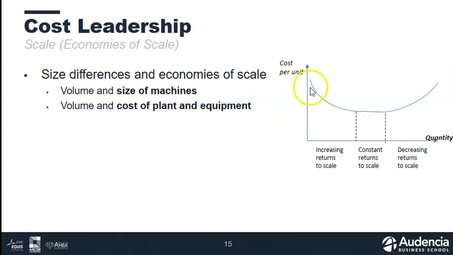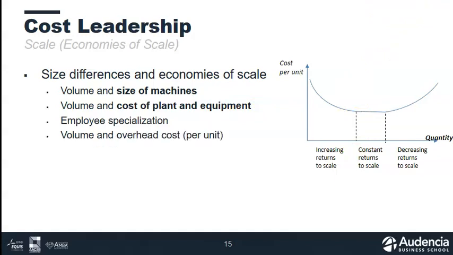Also remember that as fixed costs are distributed across a larger quantity, the fixed cost per unit is decreasing. Employee specialization allows us to decrease our cost per unit. The more we're specialized, the more we're getting better at a specific task, and the better we master a task, the lower the cost. Volume and overhead cost per unit, as I just mentioned, remember that we have fixed costs in a business. As quantity increases, then the fixed cost per unit is smaller.